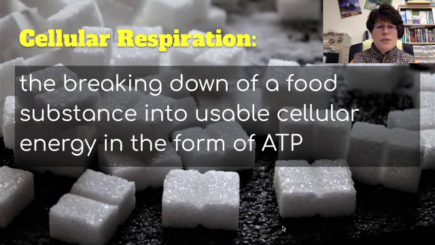So cellular respiration, what is it? It is the breaking down of a food substance into usable cellular energy in the form of ATP. Now remember, we talked about ATP previously, and we said that it is a molecule that stores energy in between its phosphate bonds. And it's basically like a rechargeable battery. So when we want to release energy, we break that phosphate bond and form ADP, adenosine diphosphate. And when we want to add energy to the molecule, we add in a phosphate bond and it becomes ATP, adenosine triphosphate. So we talked about that whole cycle.